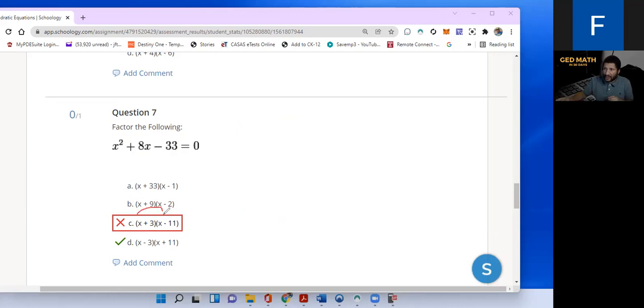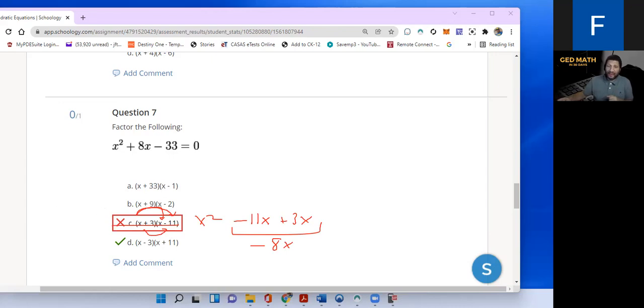X times x gives you x squared. X times minus 11 gives you minus 11x, plus 3 times x gives you plus 3x. So we already know that's a negative number. When we combine these two terms, that's minus 8x. So we know it's not C.